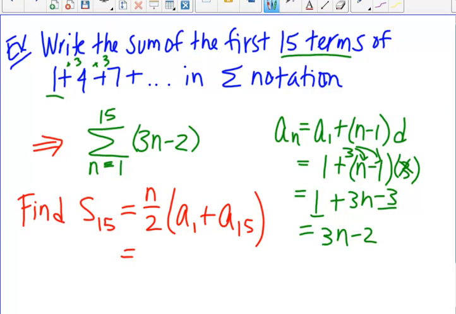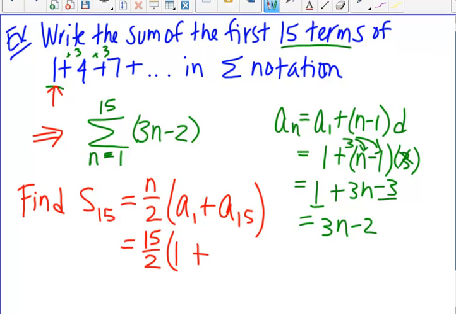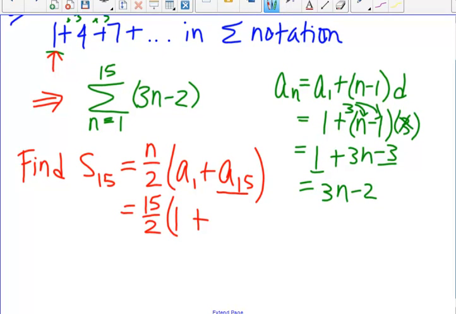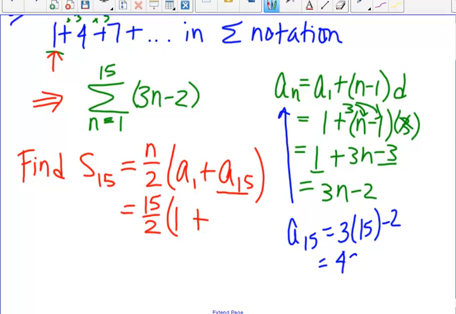So the number of terms then is going to be 15 over 2 times a sub 1. So I need to know what is the first term, which I see right here is a 1, plus I need to know what the 15th term is. So either I can work this equation in right here, or I can come to the side of my paper, which is what I'm going to do right now, and figure out what is the 15th term. So the 15th term then is equal to 3 times 15 minus 2, 45 minus 2, also known as 43.